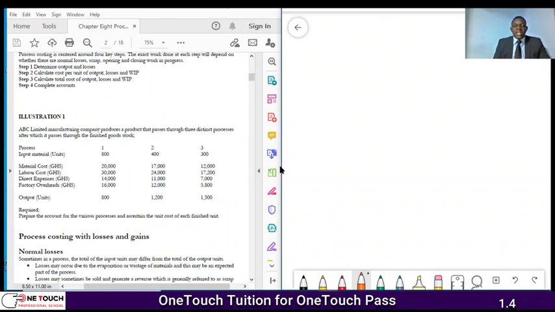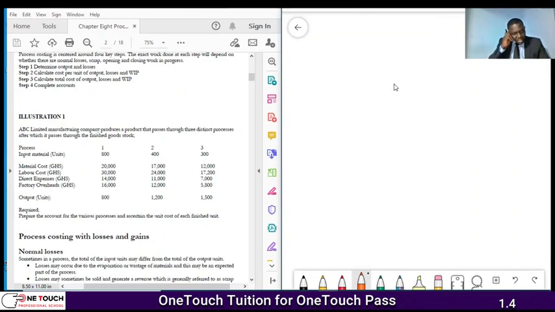Then the next step is step 3, where additional materials added was 300, and therefore 1,200 plus 300 gives us 1,500. So here we are looking at a perfect condition where there are no wastages in the process, meaning that whatever is put into the process comes out as finished goods. So the assumption is that there is no wastage in the process.